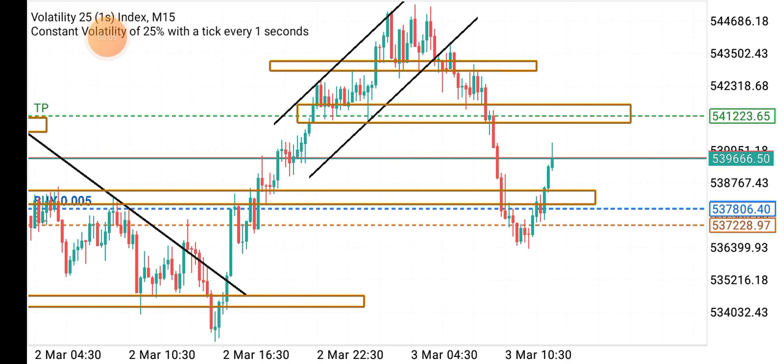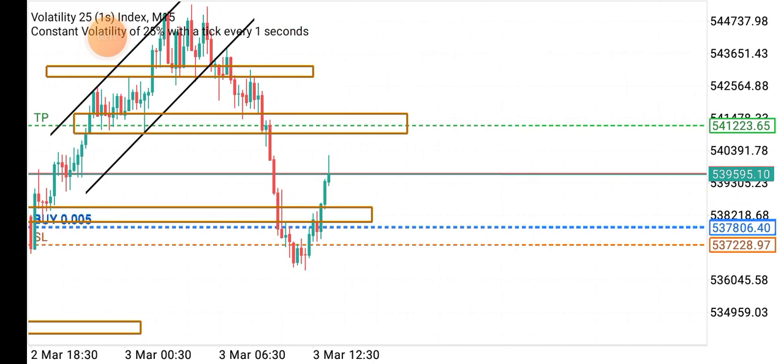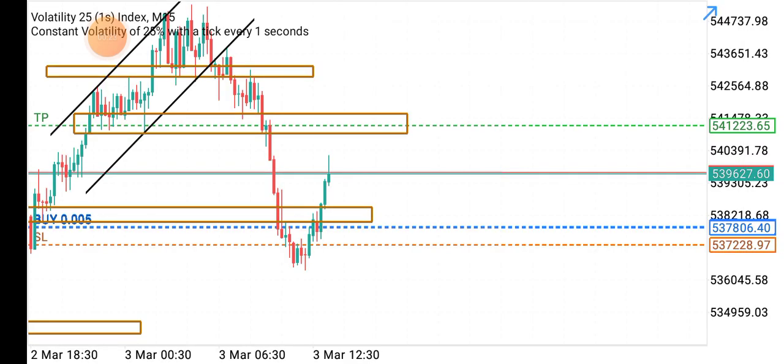All right, so in this video I just want to show you a quick setup I found. Then I entered some trades. As you can see, this is on the Volatility 25 (1s) Index, and I'm on the 15 minutes time frame. You can see I am in massive profit with the minimum lot size.